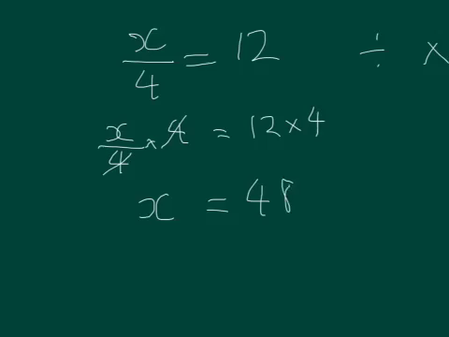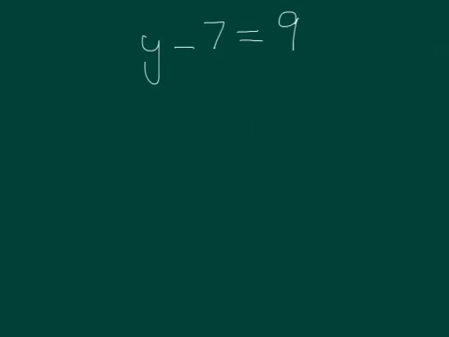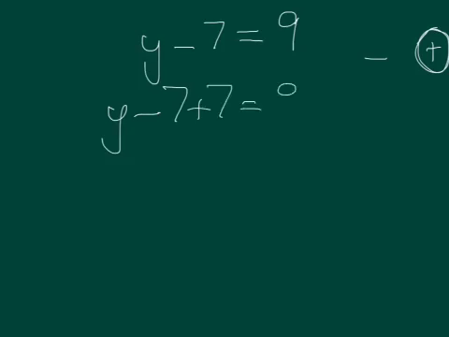Okay, on to the last one. We've got y take away 7 equals 9. The opposite of subtraction is addition. So I'm going to add 7 to both sides. y minus 7 plus 7 equals 9 plus 7. So I'm left with y equals 16.